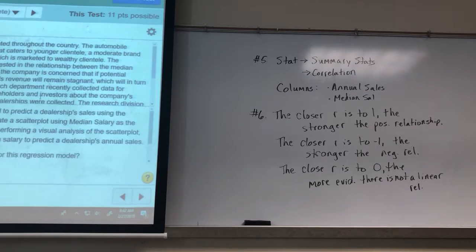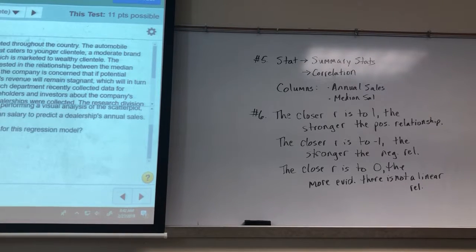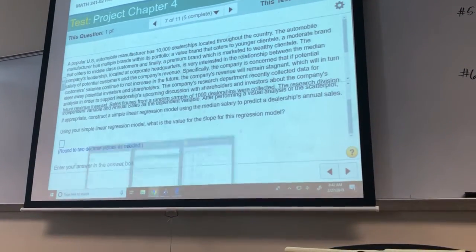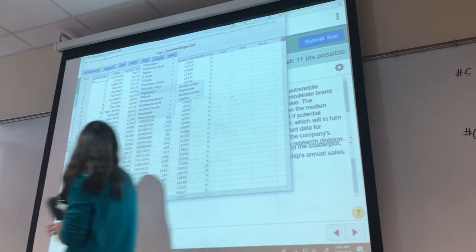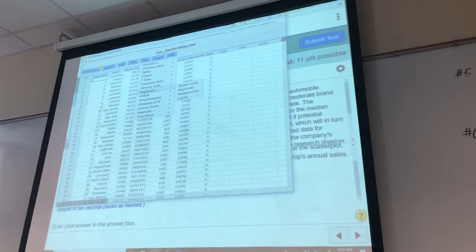Yours will be different. Okay. And then they ask you for the value of the slope of this regression model. So number 7 is going to be found in a different place.